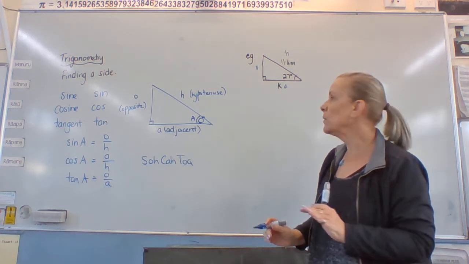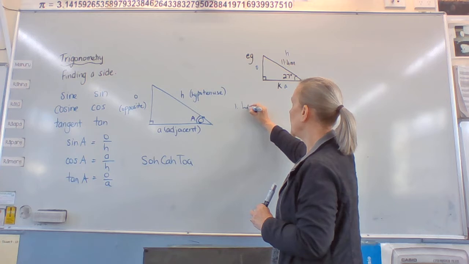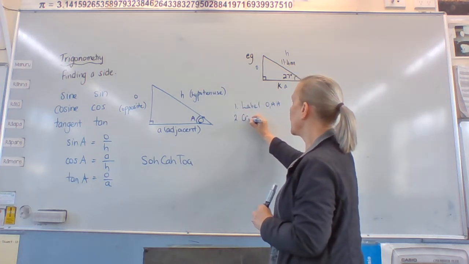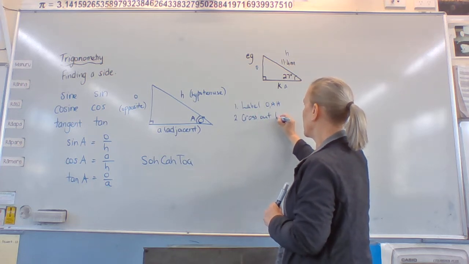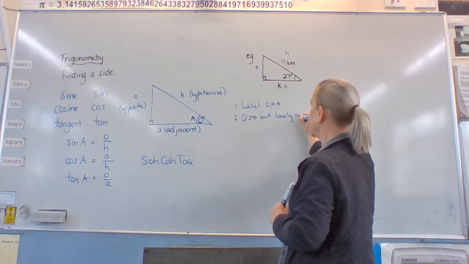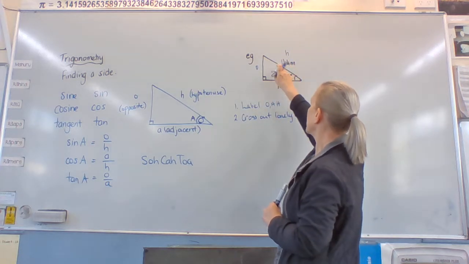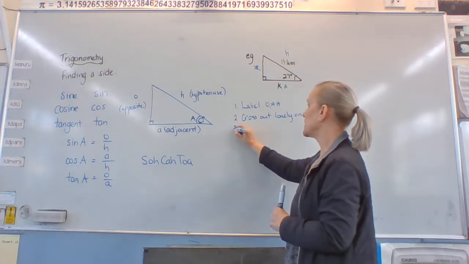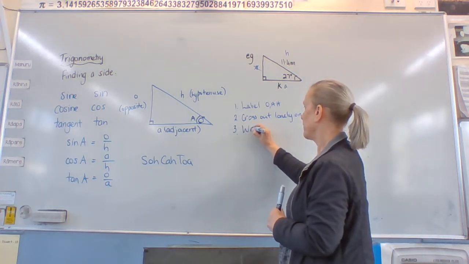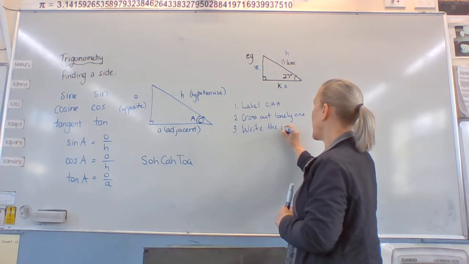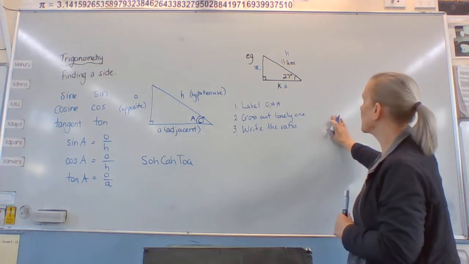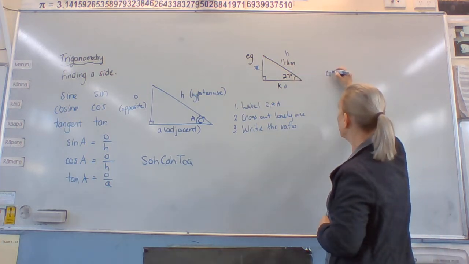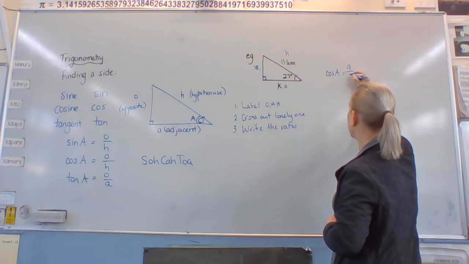Then my second rule, so that's my first one, label. My second rule is cross out the lonely one. This one has got a K with it, that one's got an 11, this one's by itself, so I cross that one out. Now I can go over to the ratios and write down the correct one. So the first thing I'd write down is A and H, that's cosine. Cosine of the angle equals A over H.